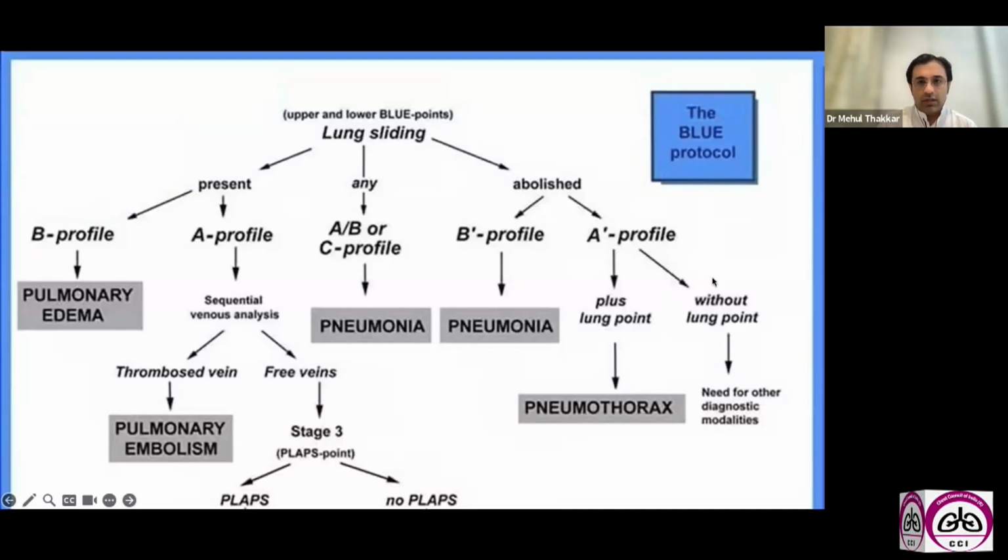If you see an A profile and you are also able to find a lung point, probably the patient has COPD, possibly with a pneumothorax. And if you do not see a lung point, then you have to look out for other pathologies. Now, I have rushed through things. There are too many things to talk about, but this is in short what you need to know about lung ultrasound in a critically ill patient.